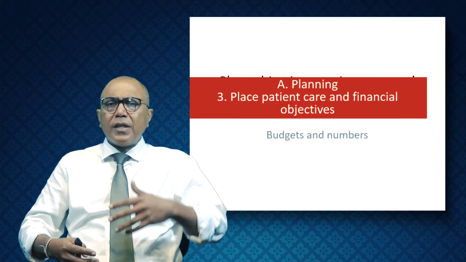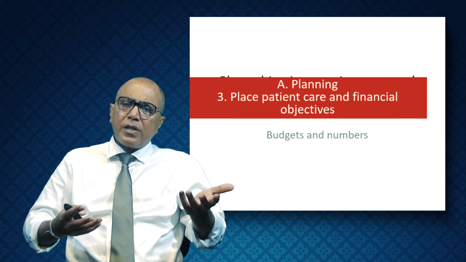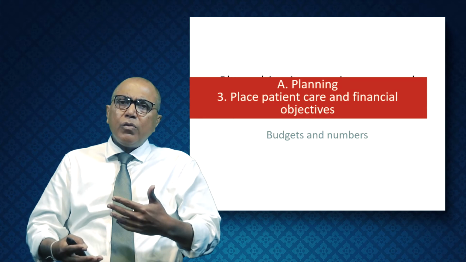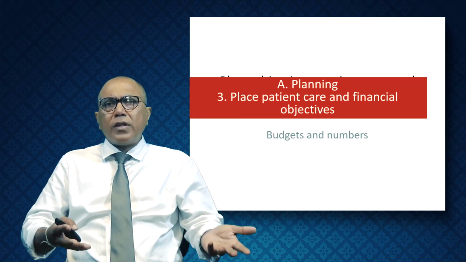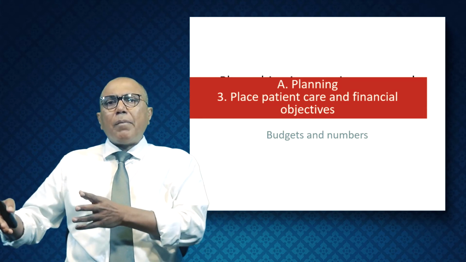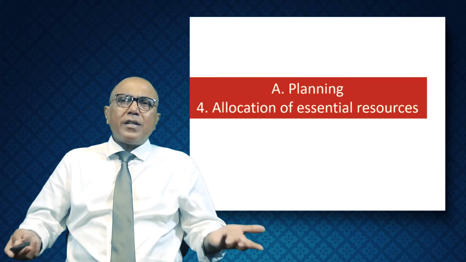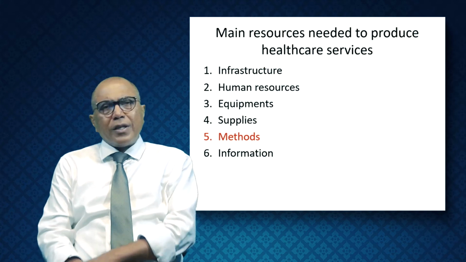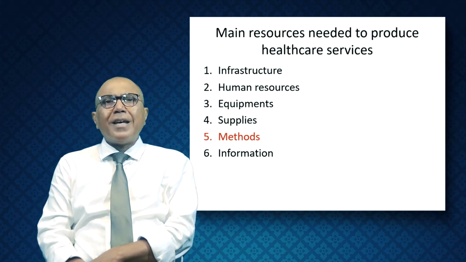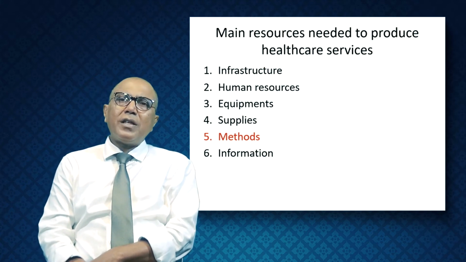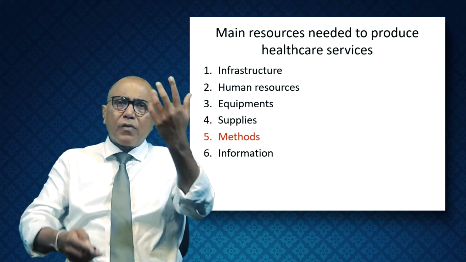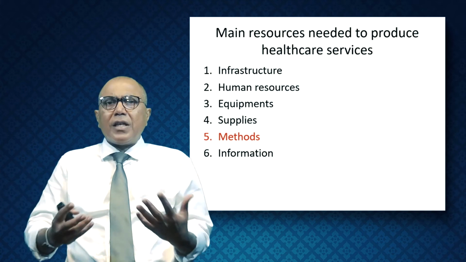If it's a government sector, if it's a private sector, we call it cost and the revenue. And in the government sector, it's only the cost. And now put some numbers, how many patients we are going to see in each of the places. Then allocate the resources. So basically, the resources, infrastructure resources, the human resources that you need, equipment, supplies, methods, and information. Methods, of course, comes as the policy structure later.